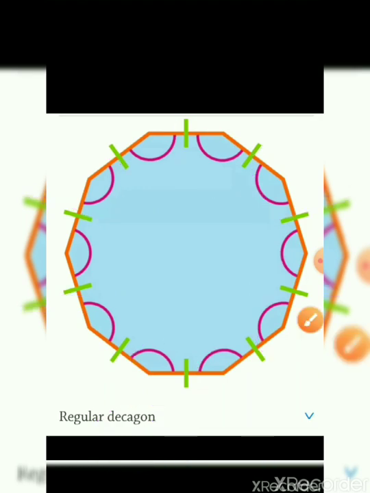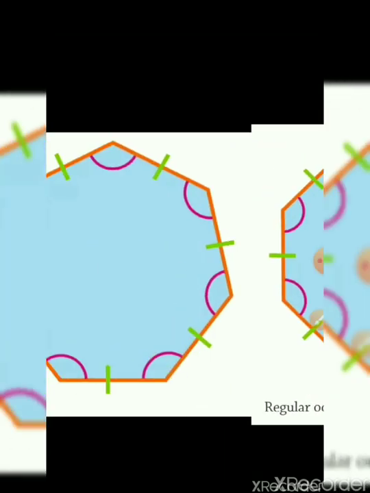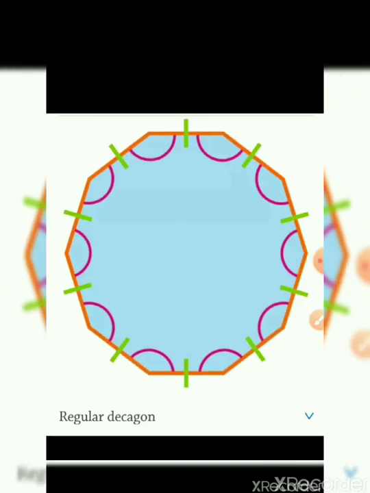Yes. So now what you have to do, you have to revise all the shapes, all the polygons, and write them in your rough notebook, and you have to revise the types of angles also. And in the next video we will study how to construct angles and how to measure an angle using the protractor.